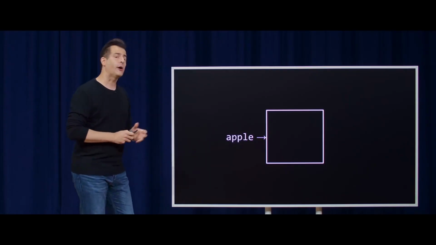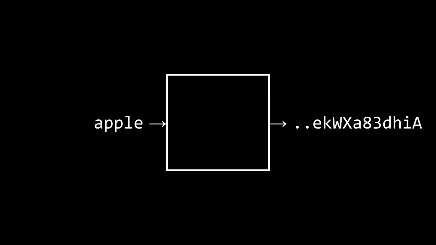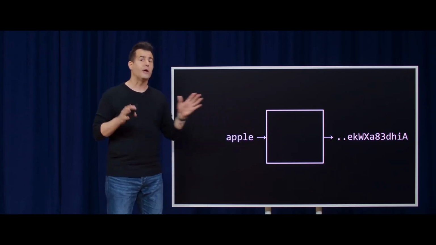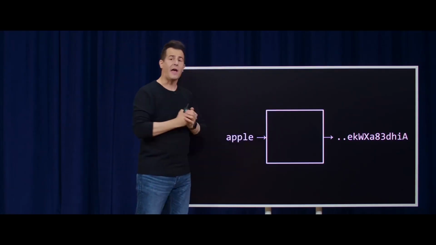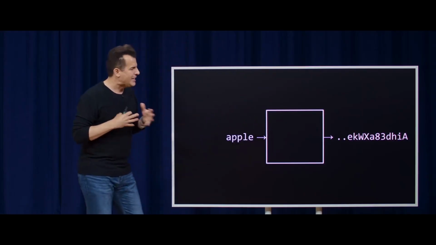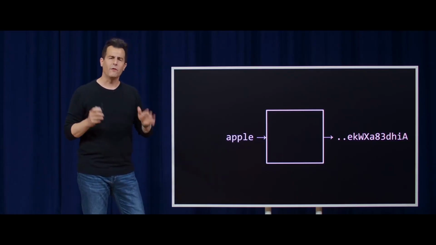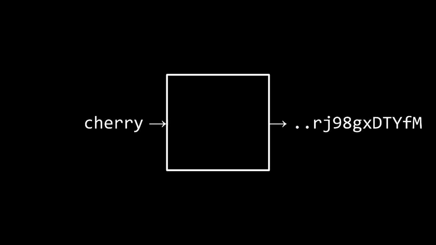So for instance, a very common older hash function for Apple might actually output this, EKWXA83DHIA with some mixed uppercase and lowercase letters therein. Now it looks weird. You probably can't and shouldn't see any kind of pattern in there. There is a fancy math formula that took as input Apple and outputted as its hash value that string of text there. But in and of itself, it doesn't really leak any information like the number 1 or 2 or 3 would. So we've already made an improvement. Banana, meanwhile, would look like this. And cherry, meanwhile, would look like that. So notice that these values are indeed quite different.